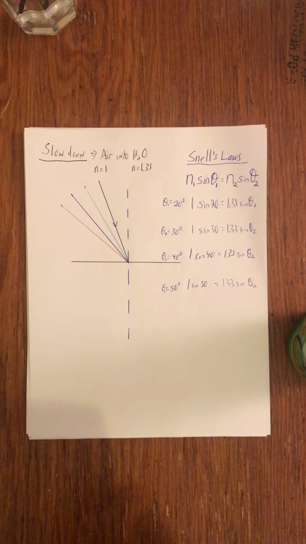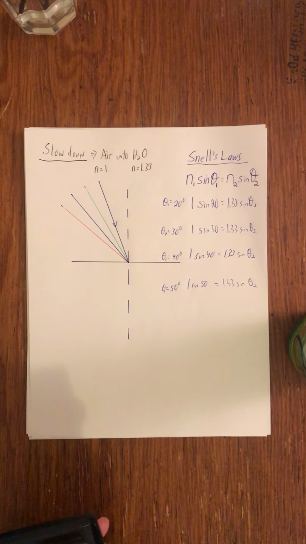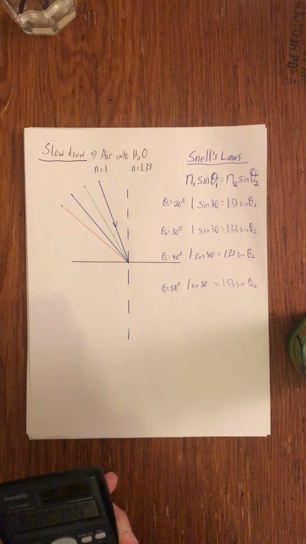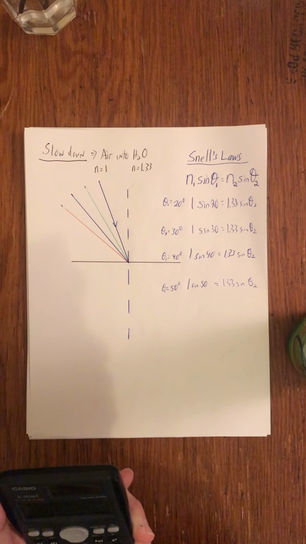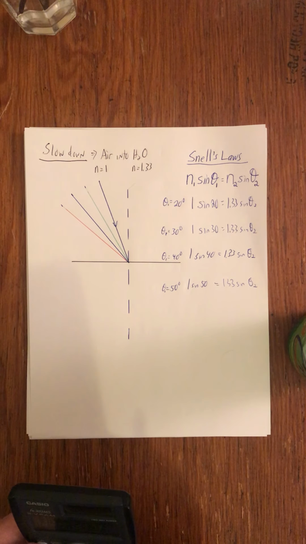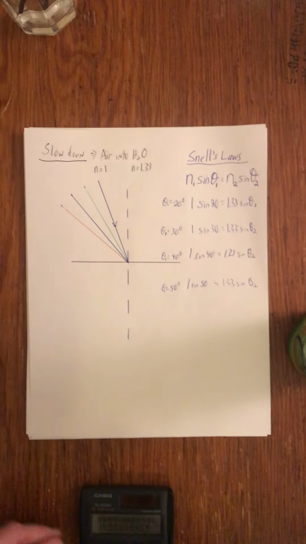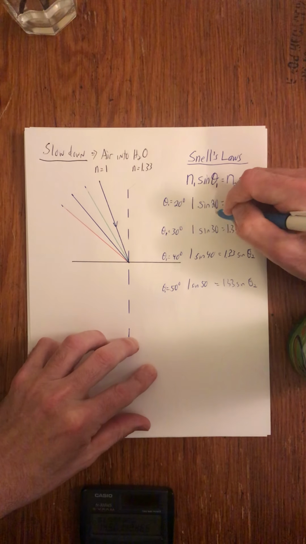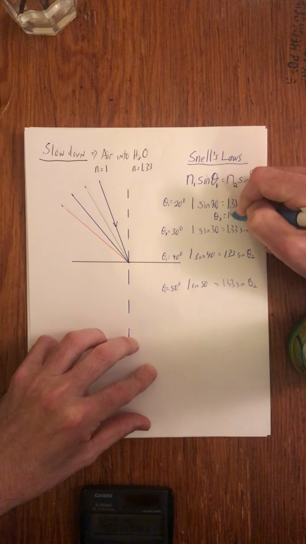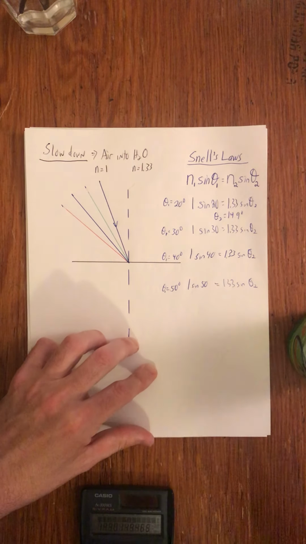And then we can just go to our calculator. You're going to have to use your arc sine button, so hopefully you are comfortable with that in your calculator. Make sure that you're in degree mode, folks. That's going to be super important for this, okay? And hopefully what you got here is theta 2 is equal to 14.9 degrees.